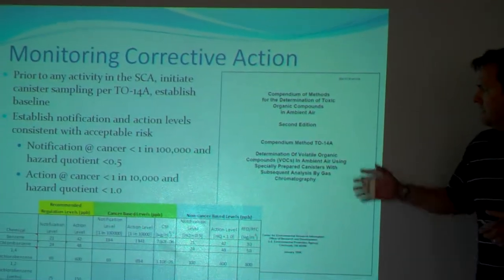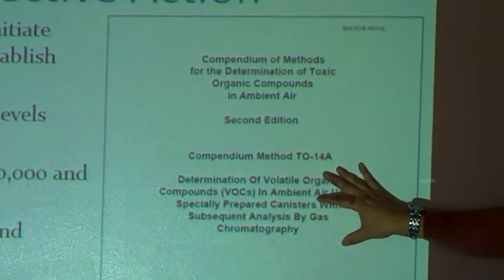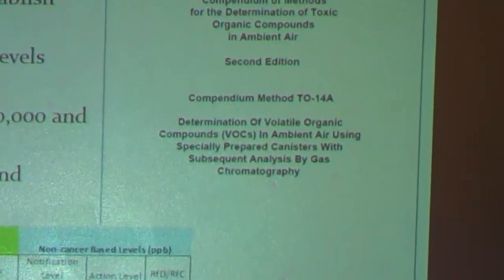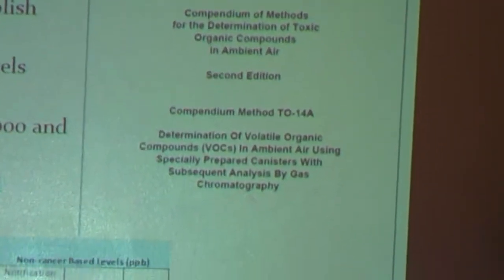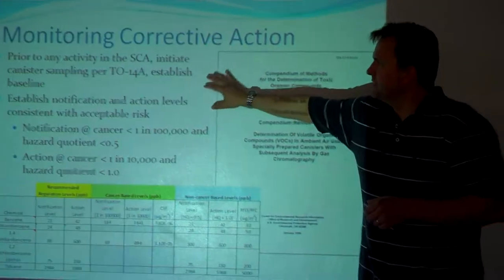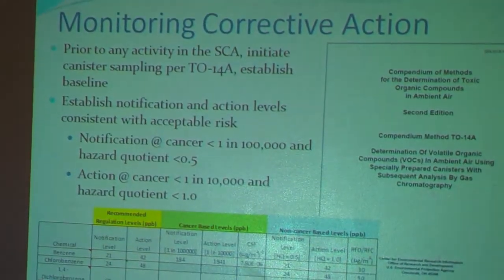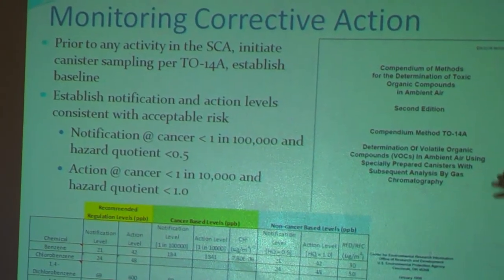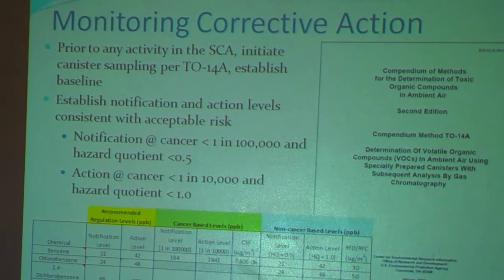The EPA has a long-established procedure for monitoring volatile organic compounds at lower levels than the sensor can. It actually uses evacuated bottles that collect air samples and go to a certified lab. This is published. What we're suggesting is prior to any activity on the SCA, that the EPA, DEC, and Honeywell initiate canister sampling per this procedure, TO-14A, and establish a baseline.